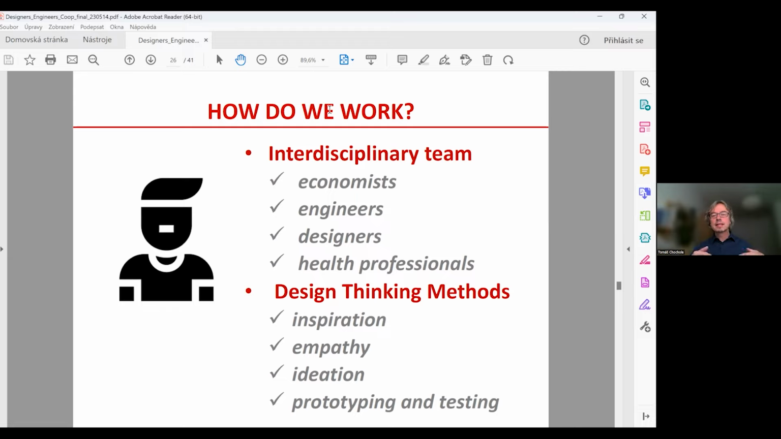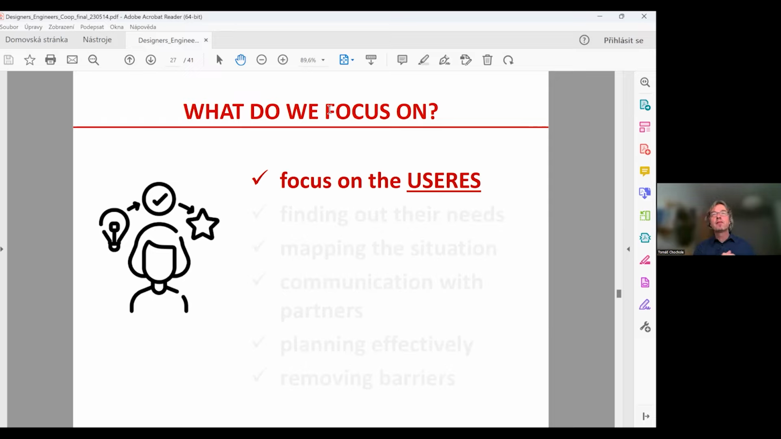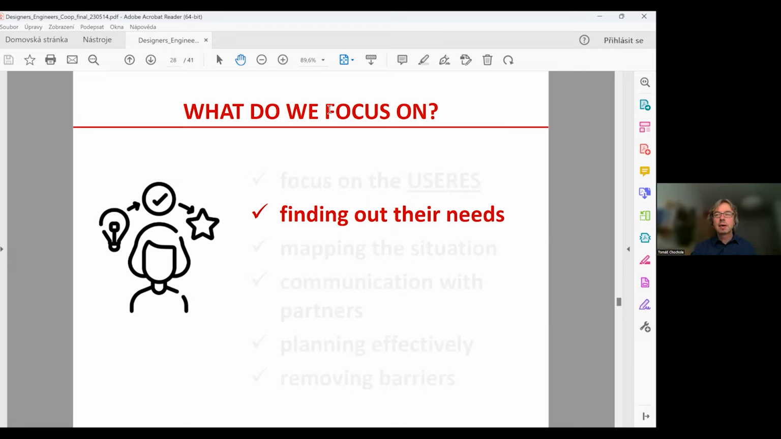And we use the design thinking methodology as a process of inspiration, empathy, ideation, prototyping, and testing. What we focus on is that it is necessary to think about the users, because without people who use our new products or the results of our cooperation, it's nothing. It can't be useful. So we focus on their needs. We map the situation of our partners, and that also means the company's partnership.